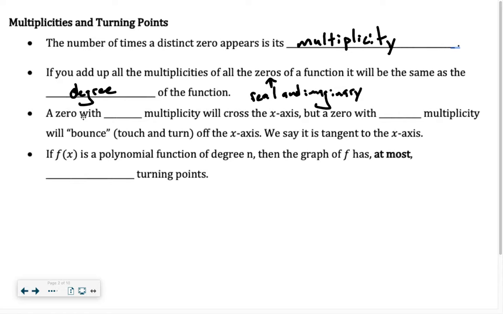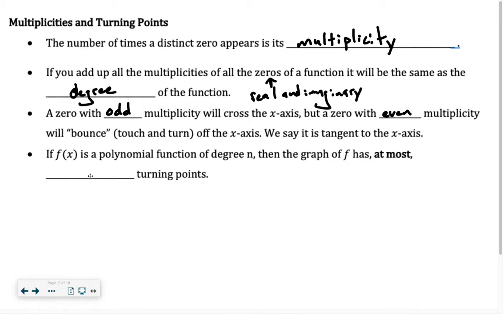All right, now a zero with odd multiplicity will cross the x-axis. What that means is if that zero shows up 1, 3, 5, 7, and so on times, the graph will cross the x-axis at that zero. But if my zero has even multiplicity, so if that zero shows up 2, 4, 6, 8 times, then the graph will just touch the x-axis. We can think of it as bouncing off at that point and turning. Another more mathematical way to say that is it's tangent.